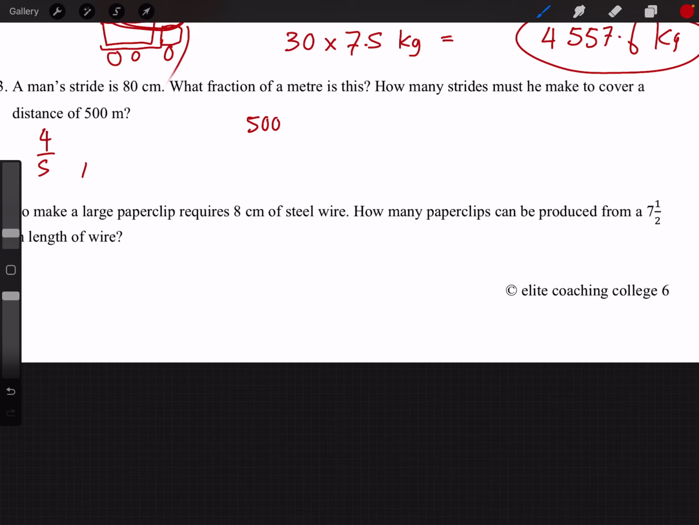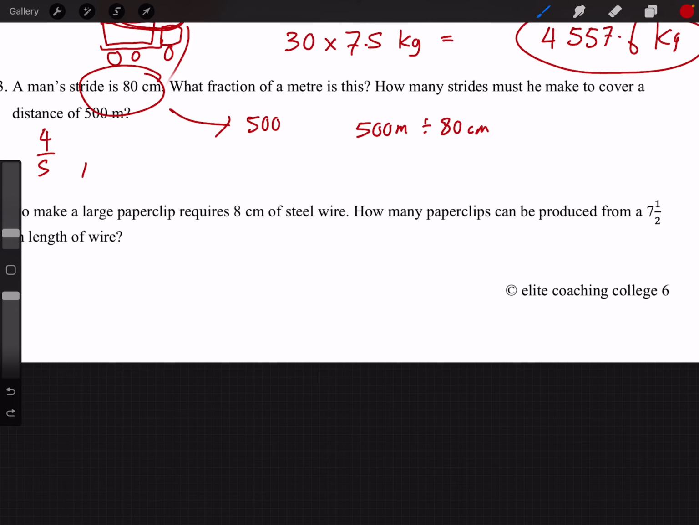Now we do the other one, which is 500 meters, and we want to know how many strides. One stride is 80. So how many of these fit into here? How many strides would it take to reach 500 meters? So we do 500 meters divided by 80 centimeters. Now you can't divide centimeters and meters, so you've got to convert.